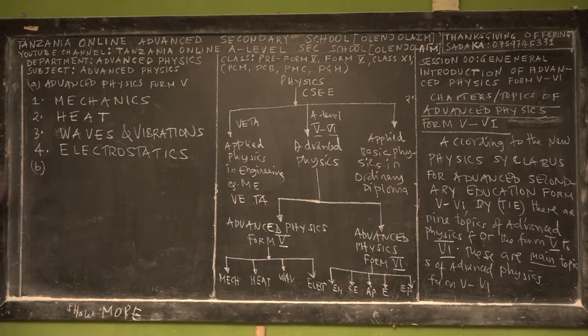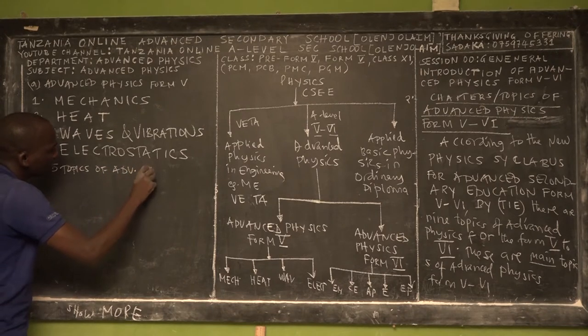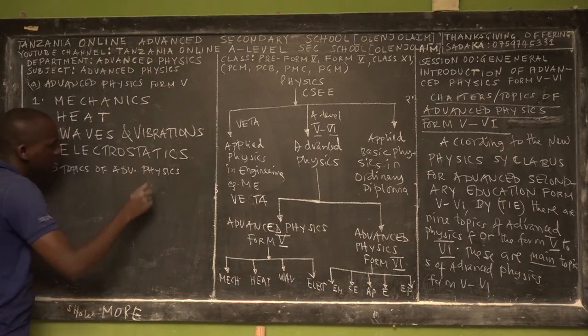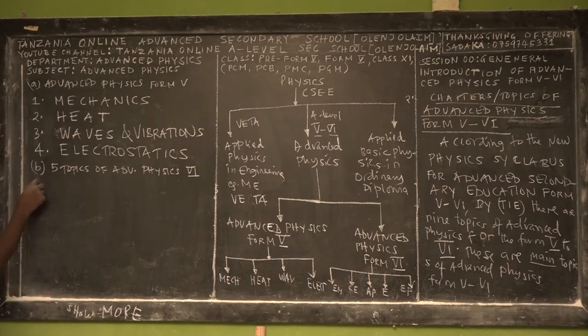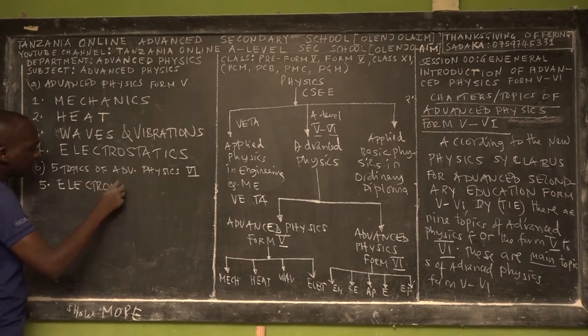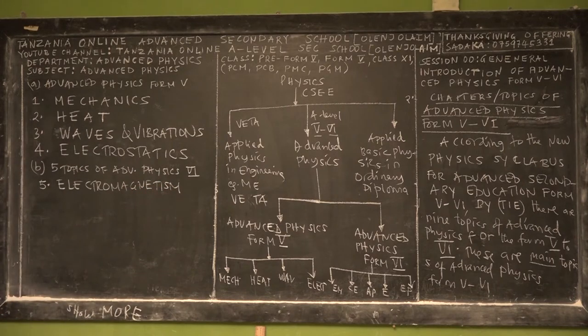We also have five topics of Advanced Physics Form 6. The first one, which will be number 5 in this sequence, is called electromagnetism. One of the interesting topics, very important for electrical engineers and very important in real life applications. Electromagnetism, say it with me, electromagnetism.